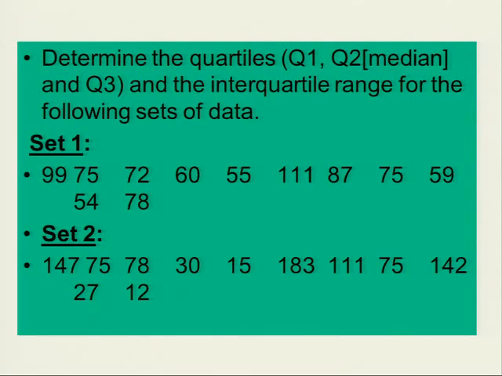Okay, moving on. Now we have a question. It says, determine the quartiles, meaning Q1, Q2, remember Q2 is also the median, and Q3, and the interquartile range for the following sets of data. You have set 1 and you have set 2. So for each set of data, you must determine Q1, Q2, and Q3, and also determine the interquartile range. I'll give you again a few minutes for you to work on these. And then after that, we can look at the solutions.